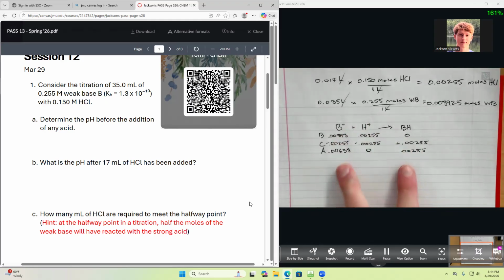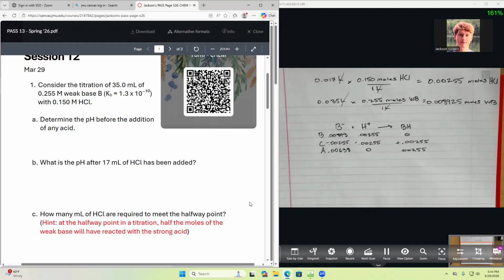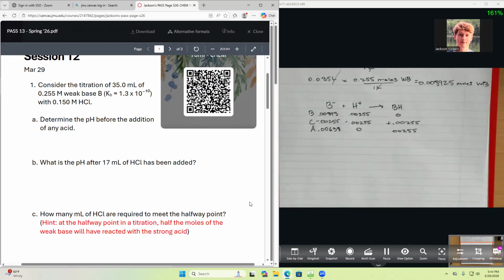Does anyone know what we can do now that we have these values? The Henderson-Hasselbalch equation. Yep. So if you've done a BCA table and you get to the A row and you still have both components of the buffer, like a little bit of both, that's when you can go straight into Henderson-Hasselbalch. We don't even need to worry about an ice table, and it's a little bit nicer. So again, somebody want to call out what that equation is?